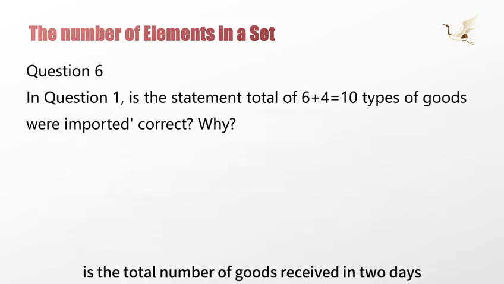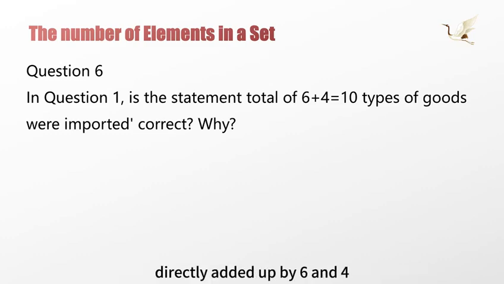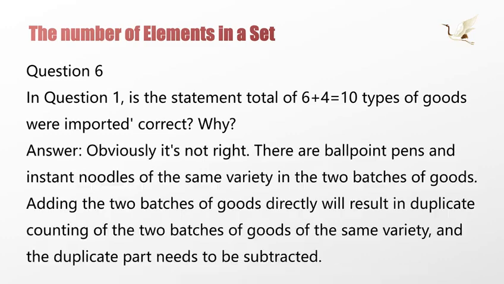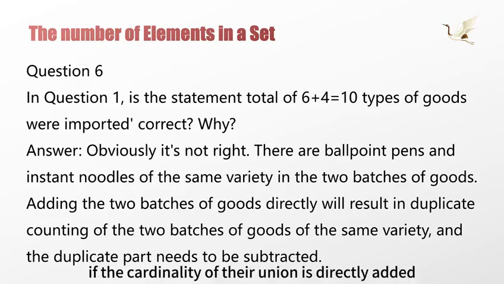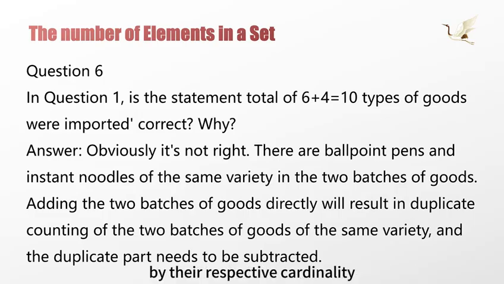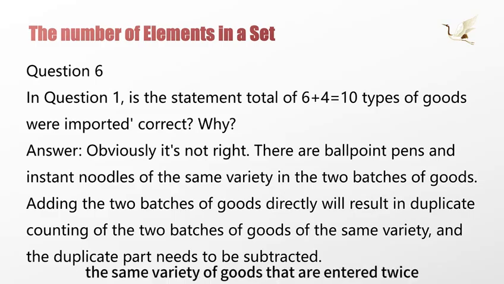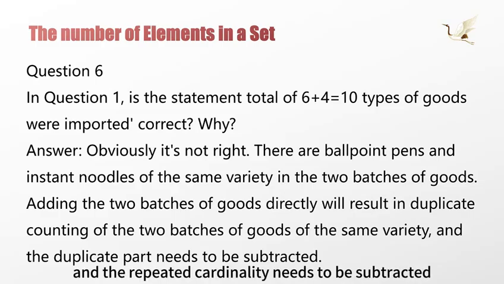Question 6 asks whether the total number of goods received in 2 days is directly added up by 6 and 4. This statement is obviously incorrect. In this case, there are 2 shipments of the same variety, namely ballpoint pens and instant noodles. For 2 sets with an intersection, if the cardinality of their union is directly obtained by adding their respective cardinalities, it will double count the same variety of goods that were entered twice, and the repeated cardinality needs to be subtracted.